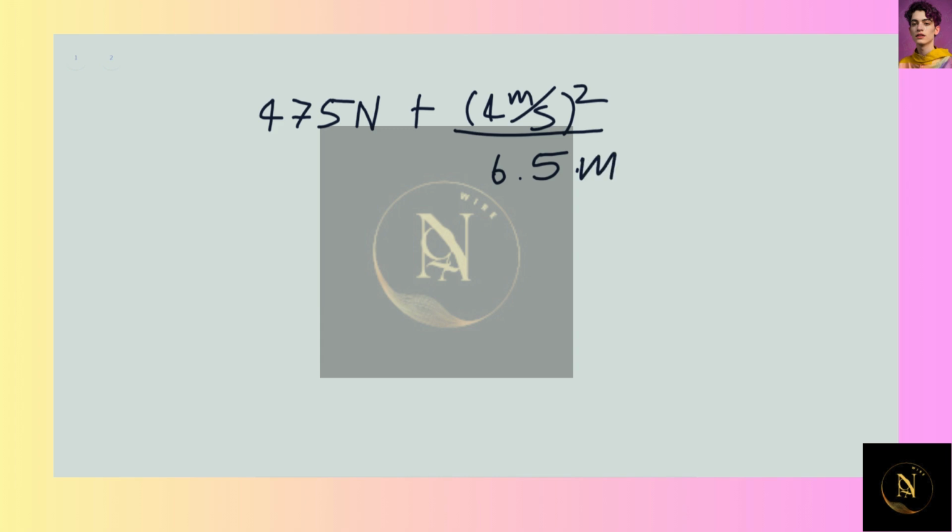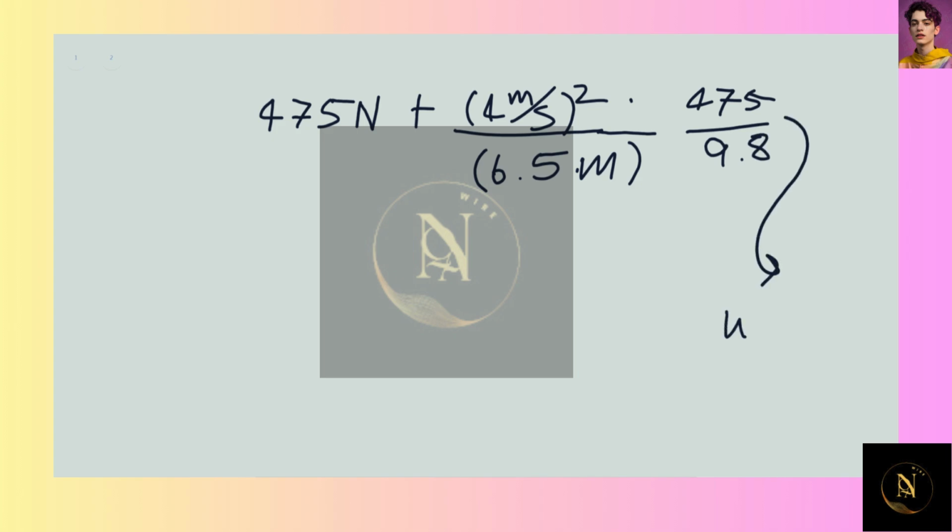meters, that is our radius, and that is all multiplied by m, which is going to be equal to 475 divided by 9.8. And that is just because weight equals mg, so since we're just multiplying by m, that's going to be weight over g. And this is going to be newtons, and this is meters per second squared.